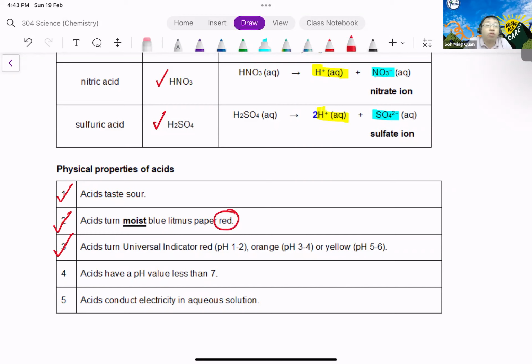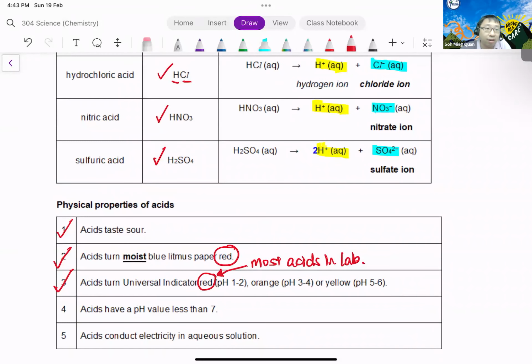And acids also turn universal indicator red. But for universal indicator, there are other colors like orange or yellow, depending on the pH. But typically, most acids in the lab will turn universal indicator red. The acids you have in the lab are the 3 on top here: HCl, HNO3, H2SO4. These 3 acids are very acidic, so they will turn universal indicator red. So the first 3 you should already know.